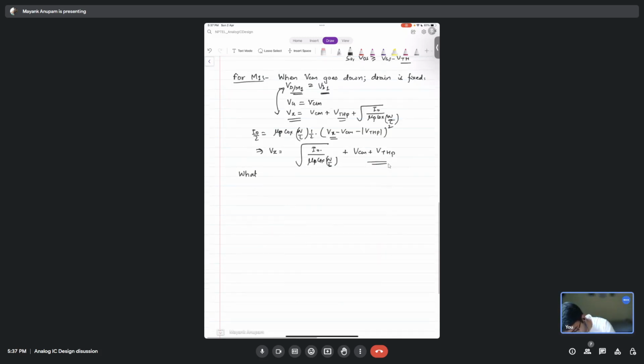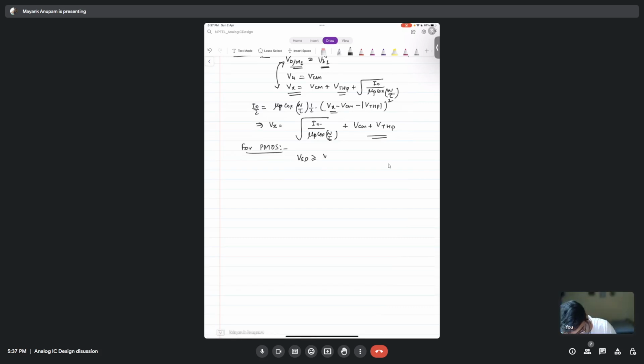So for M1 or M2, what is the condition for linearity for PMOS? Modulus of VDS is less than VGS minus VT. Sorry, for straying away, it should be VSD greater than VSG minus modulus of VTHP, isn't it? Right.